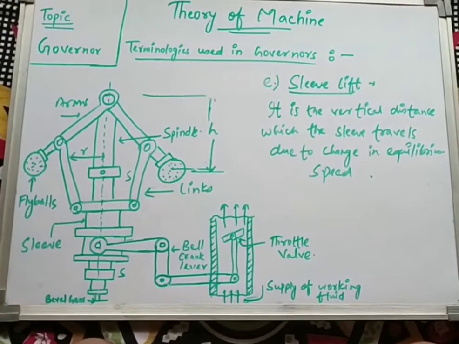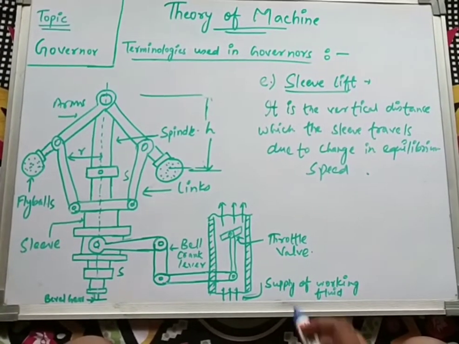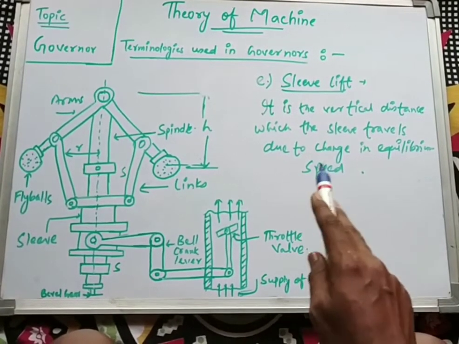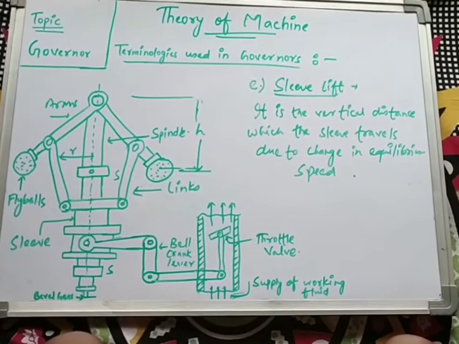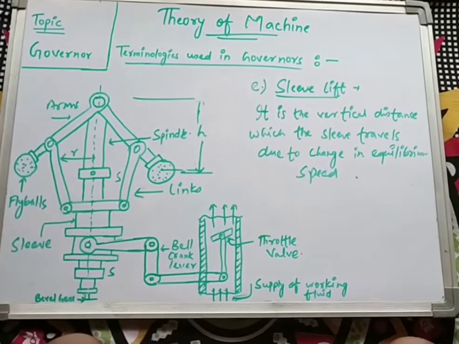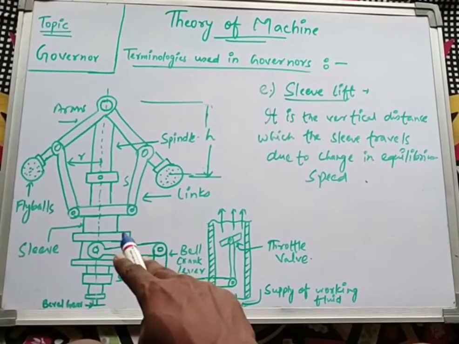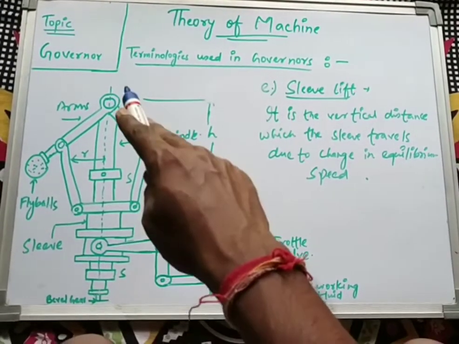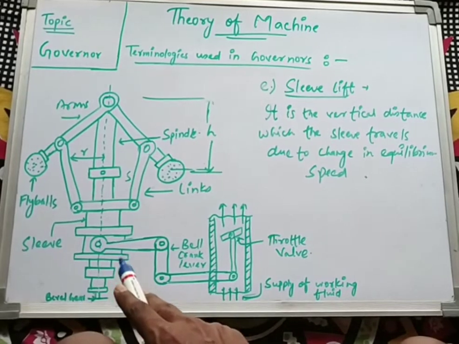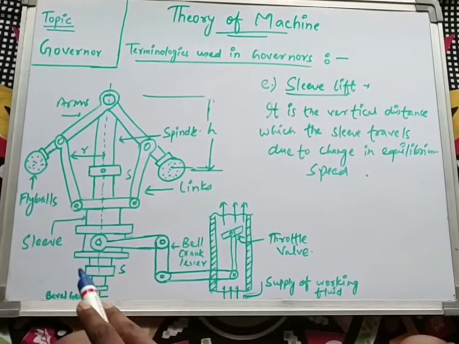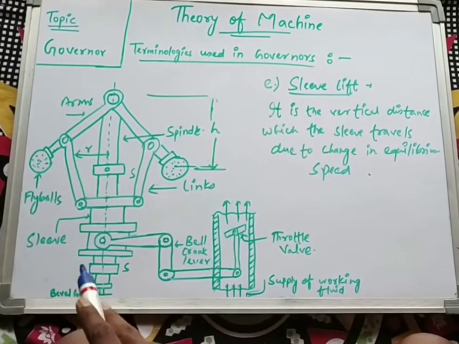The final point is sleeve lift. What is sleeve lift? It is the vertical distance which the sleeve travels due to change in equilibrium speed. When there is a certain change in the speed from the equilibrium condition, the sleeve will reciprocate, that means it will move upward and downward. The vertical distance covered by the sleeve when there is a change in the equilibrium speed is known as sleeve lift.